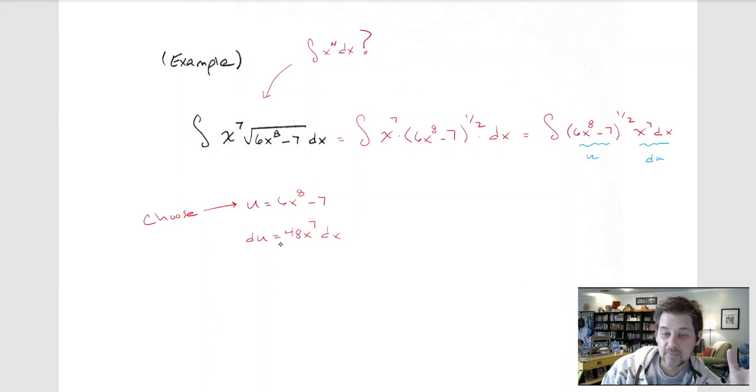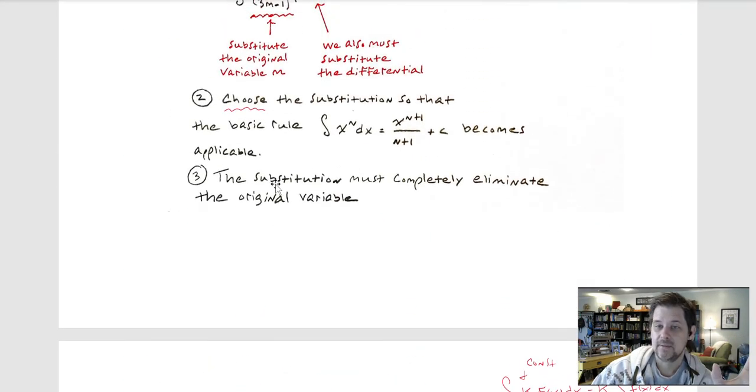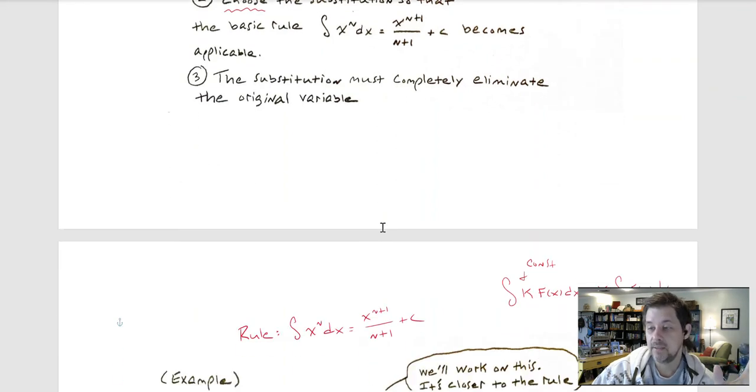Now you might say, well, there's not a 48. Sure, you can let u be 6x to the 8th minus 7 if you want to. But this part, you have to substitute this part too, right? You have to substitute the original variable completely away. Substitution must completely eliminate the original variable.